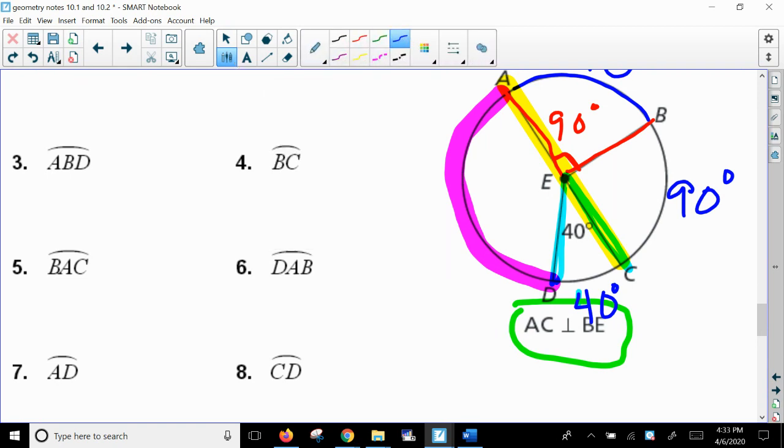So let me change colors. So that slice is 40. I'm going to do 180 minus 40. I get 140 for this slice right here. So now I'm ready to do my exercises.